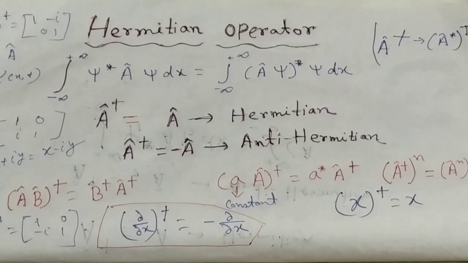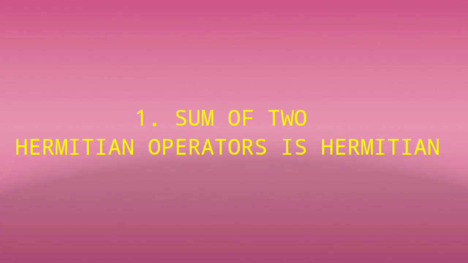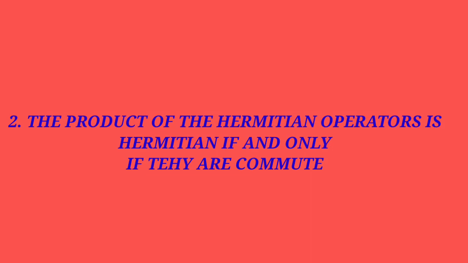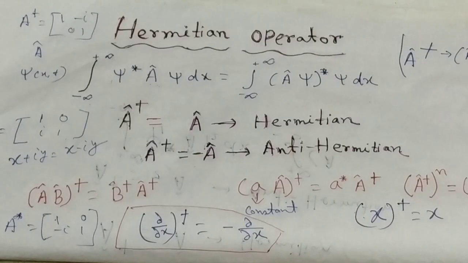And also you remember some properties of Hermitian operators. The sum of two Hermitian operators is Hermitian, and the product of Hermitian operators is Hermitian if and only if they commute. And also you remember that the momentum operator is also a Hermitian operator. Now we discuss some problems related to Hermitian operators.